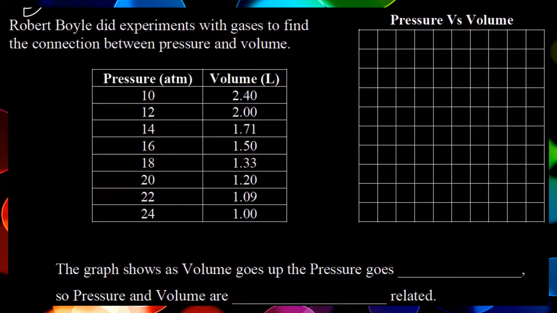There we go. We're going to start off by graphing, because when we graph and look for relationships from the graph, we can often tell some very important things. So we're going to graph together. You can see I have my pressure versus volume graph. So I'm going to put pressure on the y-axis, and volume on the x-axis.